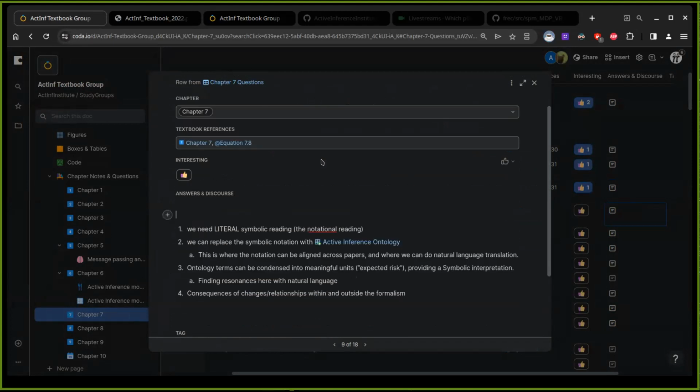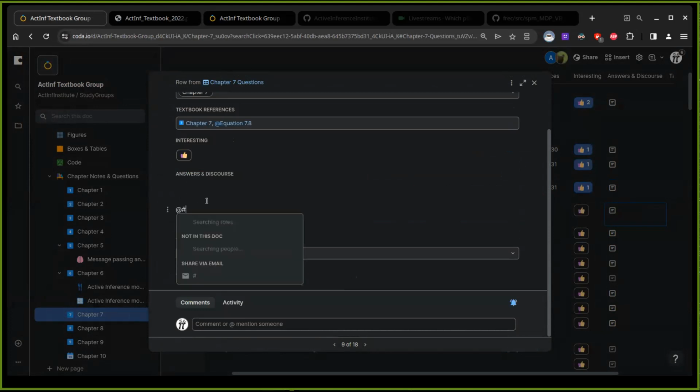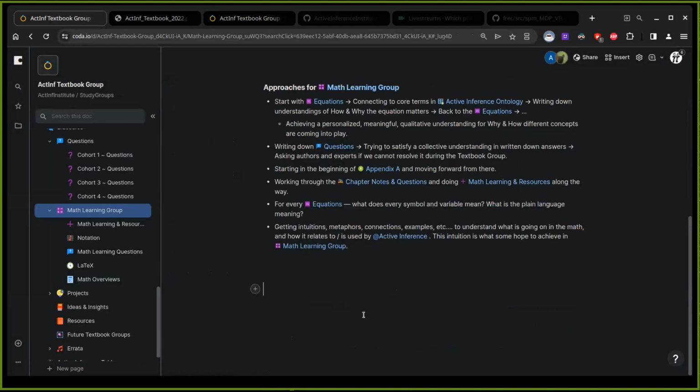How can we read equations such as 7.8? Okay, this is a general comment that might be a better fit for the math learning group. So I'll just throw it over there.